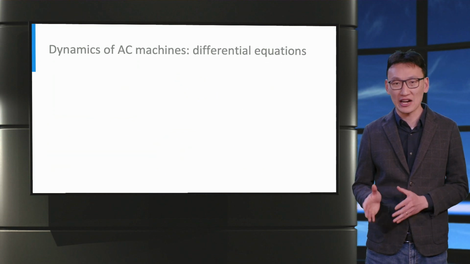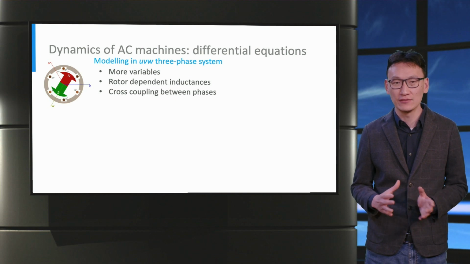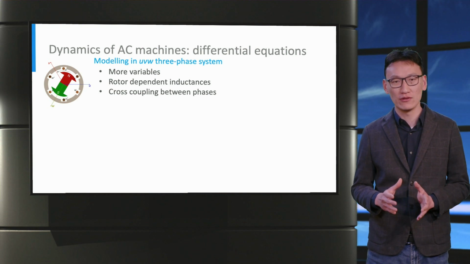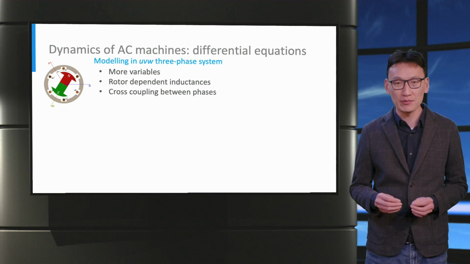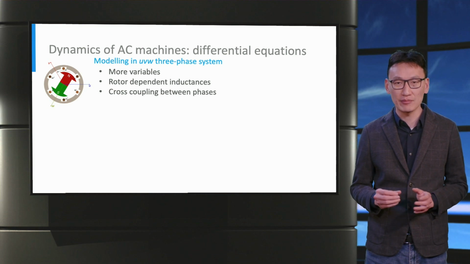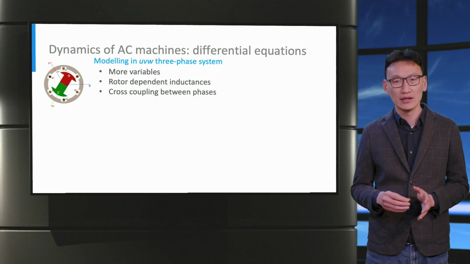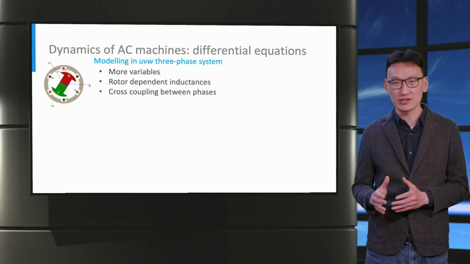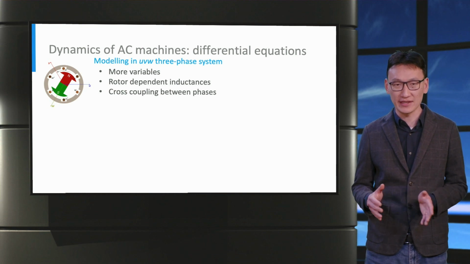Let's continue our discussion on the dynamics of AC machines concerning differential equations. Modeling in the UVW system can be very complicated. First, there are more variables for a three-phase system compared to a two-phase system. The three-phase system has rotor position-dependent inductances since the inductances depend on the air gap between rotor and stator. Moreover, there are cross-coupling of parameters along the three phases, for example, the mutual inductances between the phases.